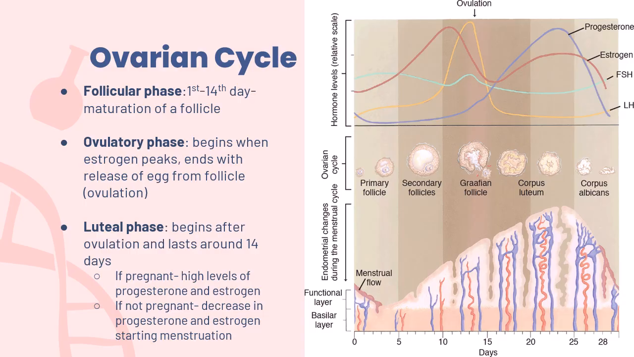And then we move on to the ovulation phase, which begins when the estrogen peaks and ends with the release of the egg from the follicle, which is the ovulation period. Once ovulation is over, we're into the luteal phase, which begins after ovulation and lasts around 14 days. If implantation occurs, high levels of progesterone and estrogen will stay up. If not, then we will see a decrease in progesterone and estrogen, starting the menstruation cycle, cleaning everything out and starting over again.